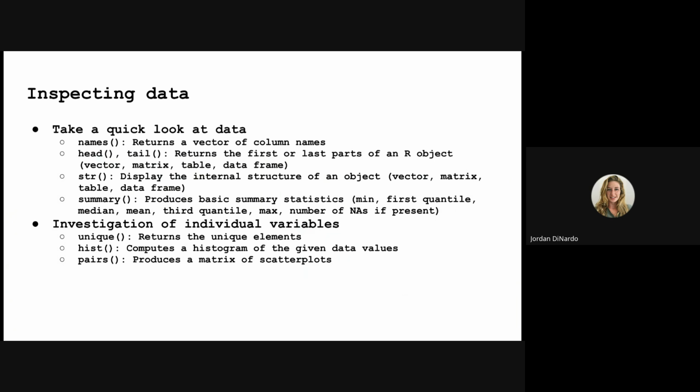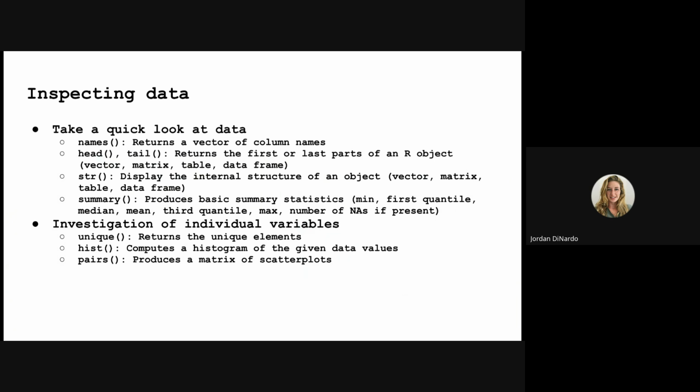Summary produces basic summary statistics for each of the columns when possible. It provides the min, the first quantile, median, mean, third quantile, max, and the number of NAs if present. You can imagine these summary statistics will not work on characters or factors because it is text. So in that case, it'll just give you, I think, the length of rows. If there are NAs, it will produce the number of NAs.